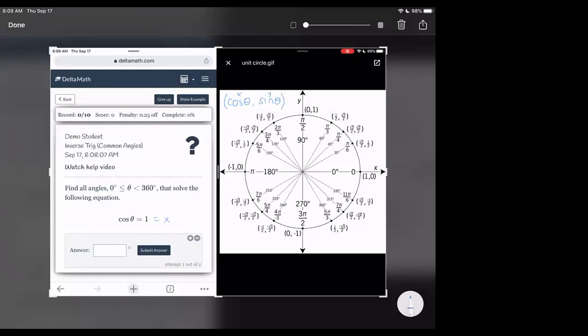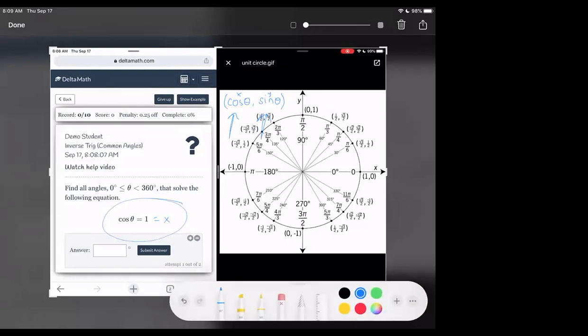Okay, so what I was trying to say before I lagged out was that we know cosine is x, right over here, and that sine is y. And so since we know that, if they tell us cosine of theta is 1, then we know that our x is equal to 1. So let me get rid of all my arrows.